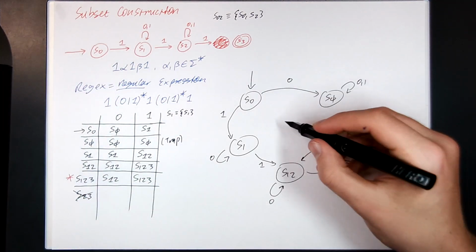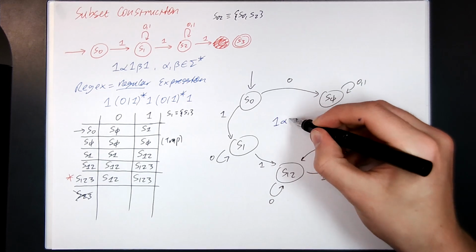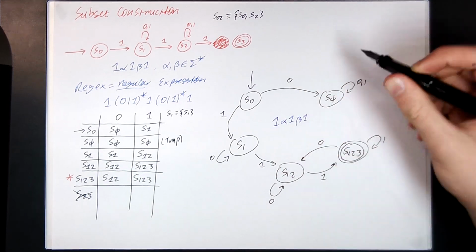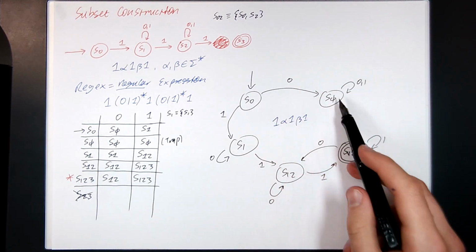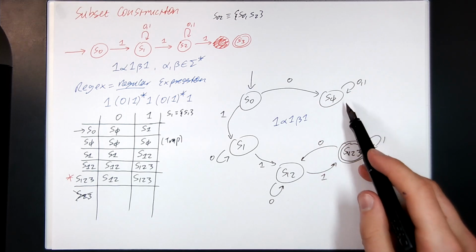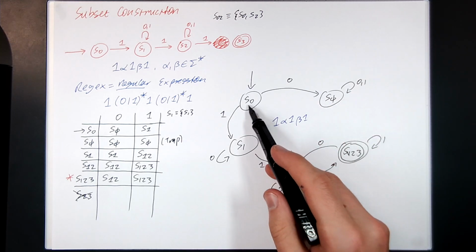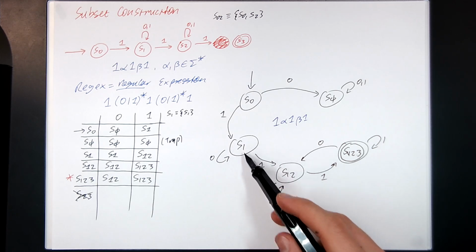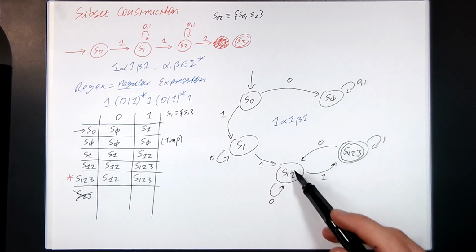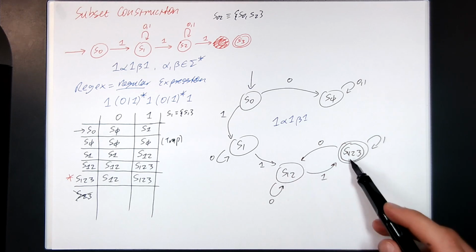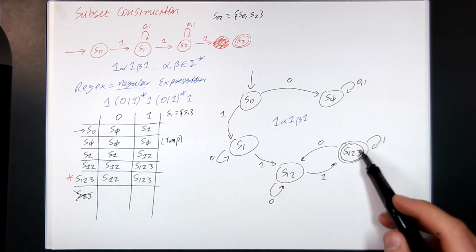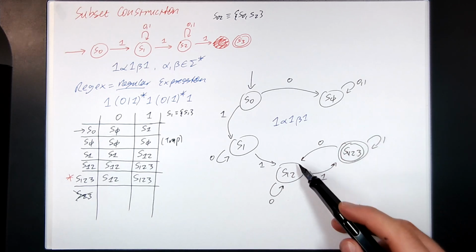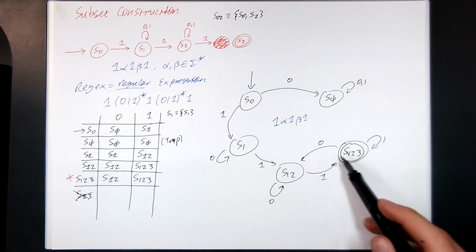Because I'm trying to recognize strings that look like 1, alpha, 1, beta, 1. So if I see a 0, I'm doomed immediately and go to the trap state. If I see a 1, then I can sort of gobble up alpha, reading zeros until I see the second one. And then I can gobble up beta until I see the third one. Then I can gobble up infinite ones. If I see a 0, well, I've already seen 2 ones, then I just go back to S12.